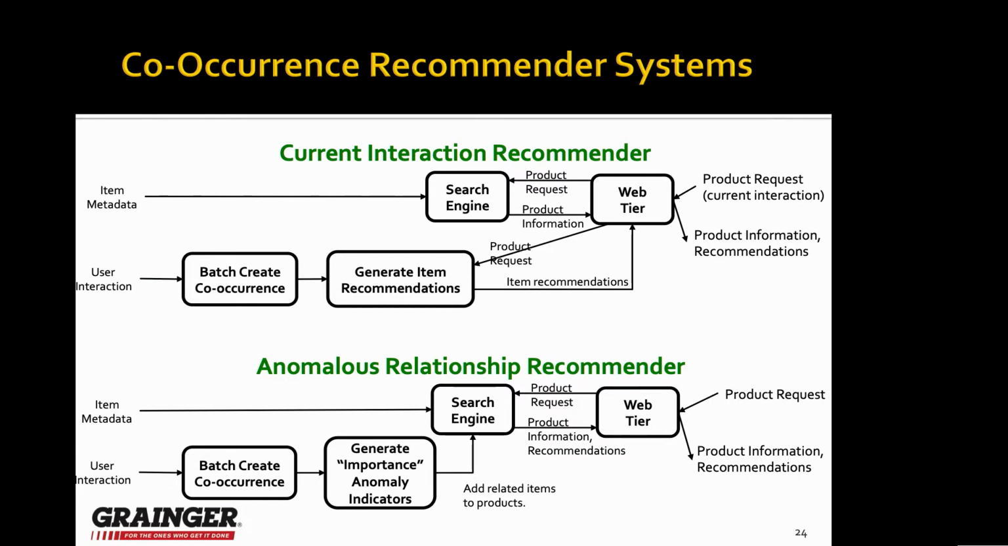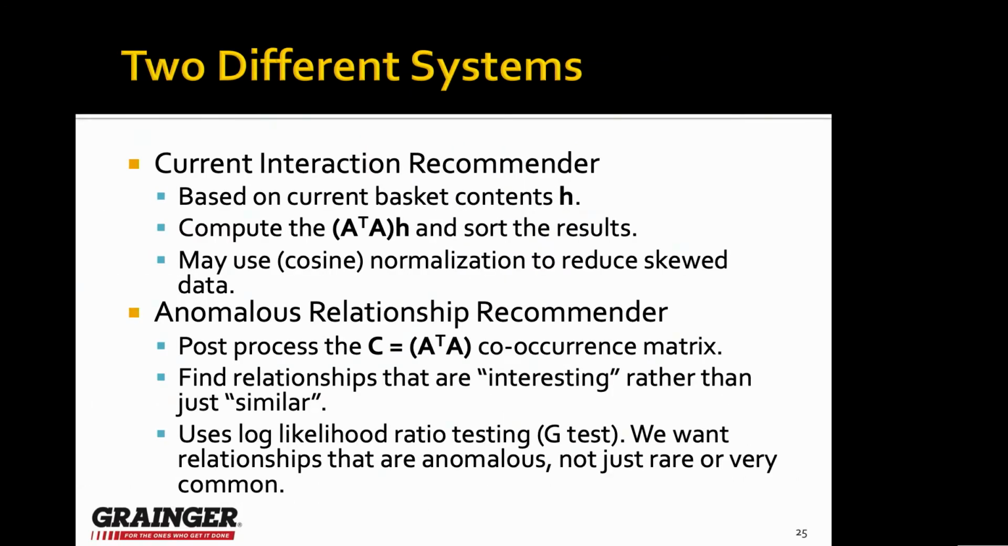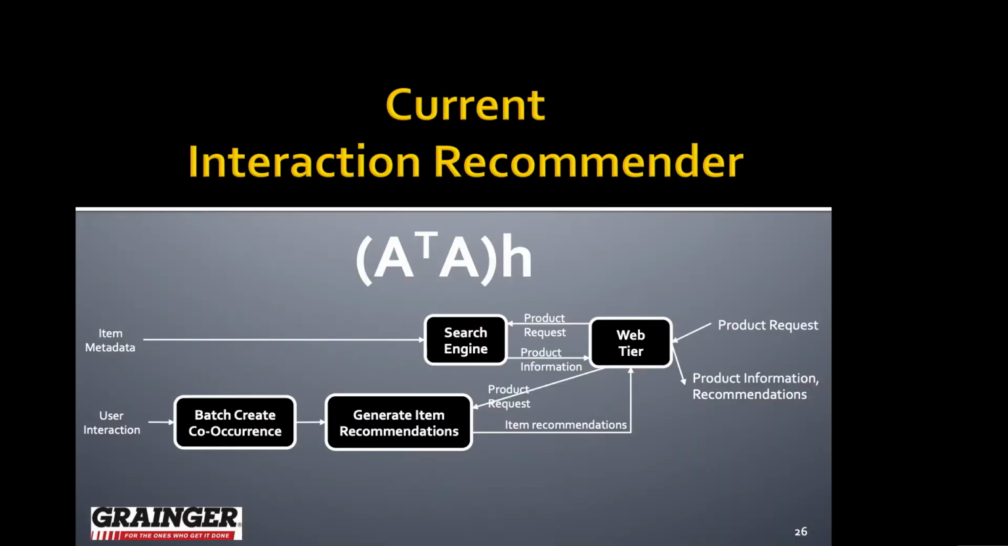But this is basically covering what I did just for reference. I am adding the fact that we may use this thing called cosine normalization to reduce some data skew. But let's take a look at this. So this is one of the systems I just introduced. Let's go ahead and do the multiplications and see what we get.